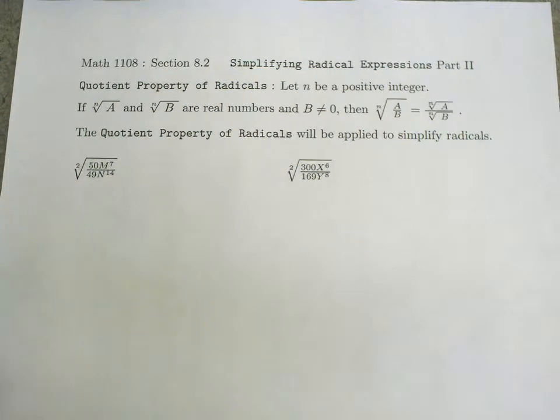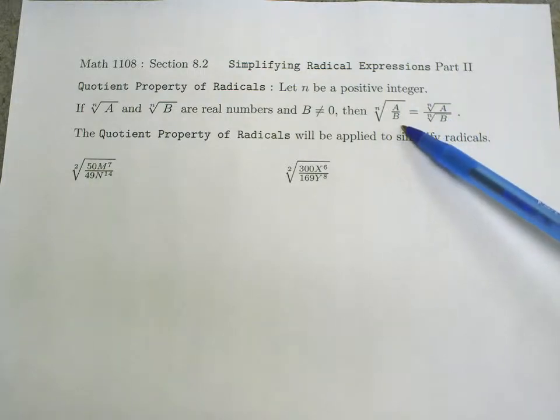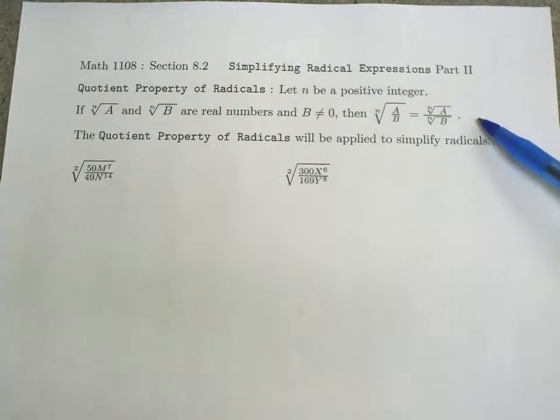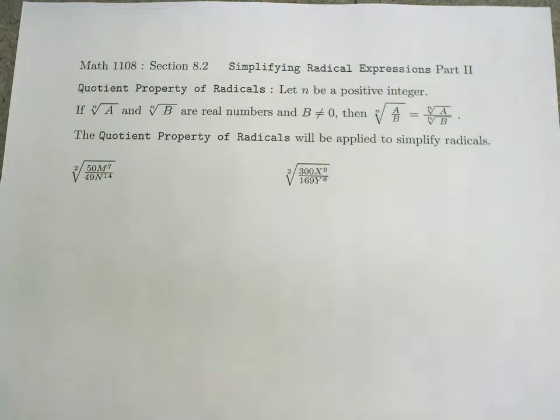Okay, the second part of section 8.2 involves quotients of radicals. So first we talk about the quotient property of radicals. Let n be a positive integer. If the nth root of a and the nth root of b are real numbers and b is not equal to 0, then the nth root of a divided by b is equal to the nth root of a divided by the nth root of b. Okay, so we will apply this quotient property of radicals in several examples.